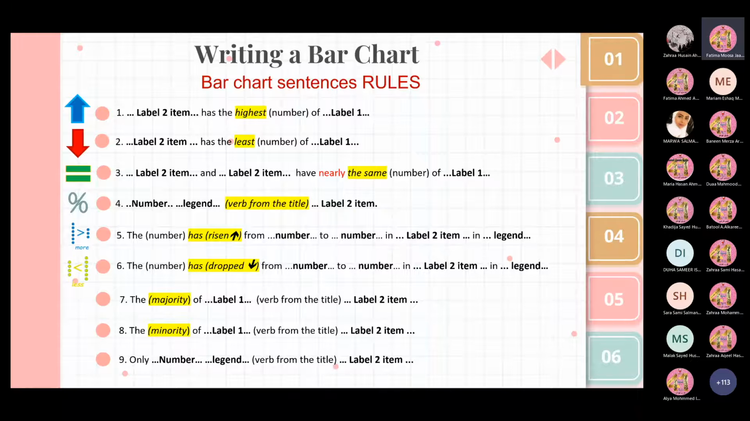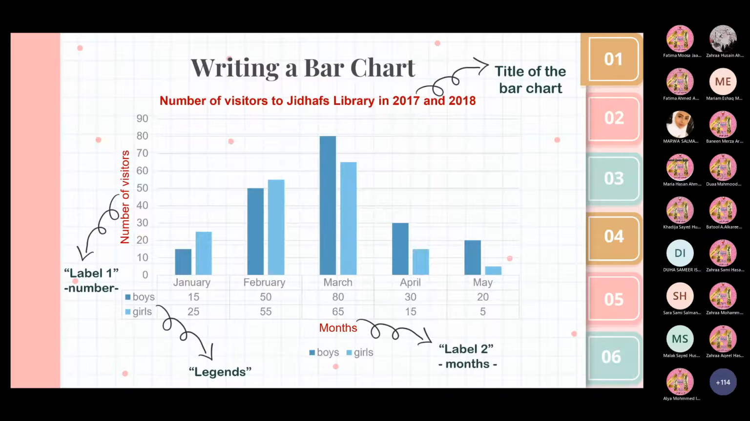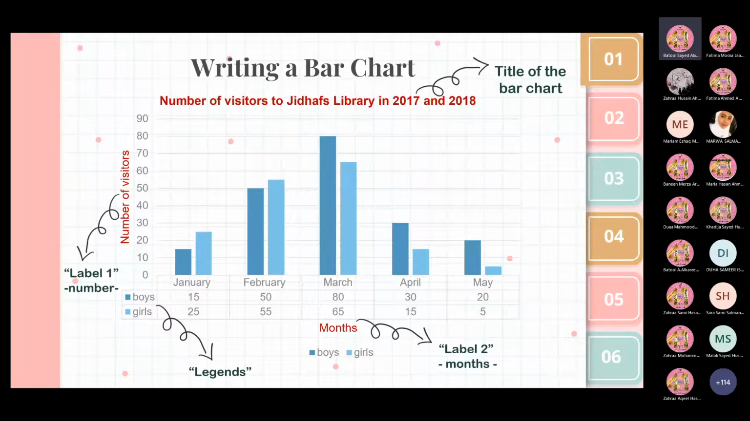And the last sentence starts with only, then the number and the legends. Here we have the genders and the verb from the title, which is visit, and then label 2 items, which is one from the months. Who will say it? Batul. Batul said, Only 15 boys visited Jidhaf's library in January. Excellent, Batul.